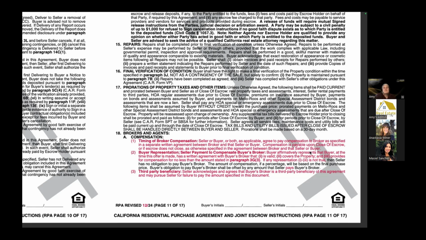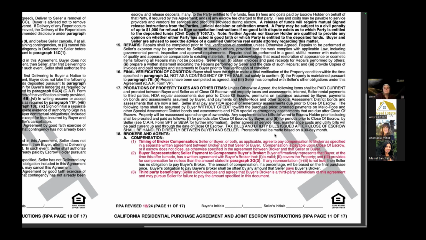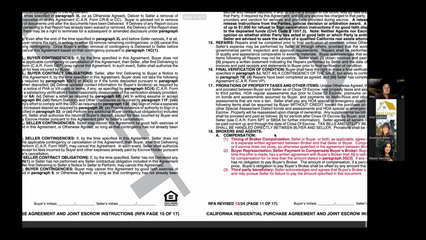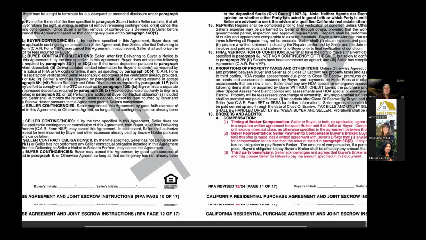Okay, so if these three statements fail, if the BRBC is not valid, if it's not signed prior to this being signed, if it doesn't cover the property, or it provides for compensation of less than the amount stated on the grid, then it's not valid and seller doesn't have to pay. So make sure all those things are valid. Any questions so far before we move on?